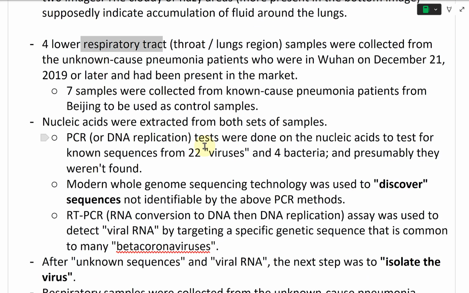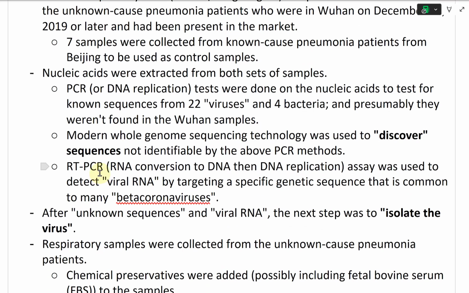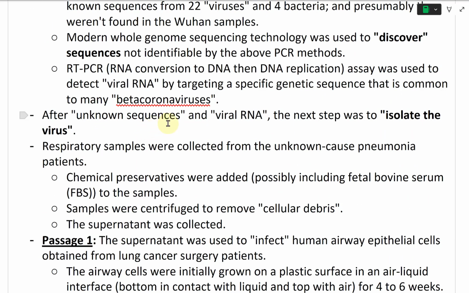PCR, DNA replication tests, were done on the nucleic acids to test for known sequences from 22 "viruses" and 4 bacteria, and presumably they weren't found in the Wuhan samples. And then modern whole genome sequencing technology was used to "discover sequences not identifiable by the above PCR methods." And then RT-PCR, reverse transcription PCR, basically goes from RNA conversion to DNA. Then a DNA replication assay was used to detect "viral RNA" by targeting a specific genetic sequence that is common to many beta coronaviruses.